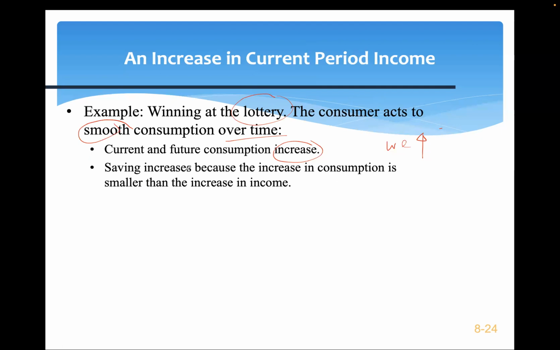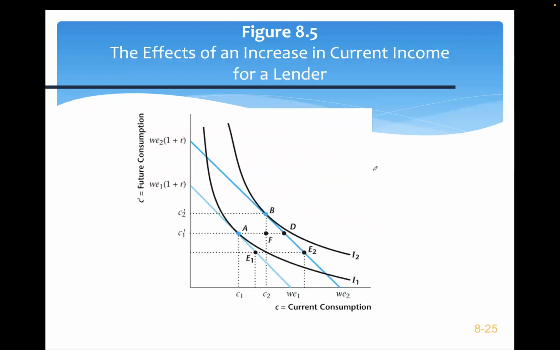To be precise, saving increases because the increase in consumption is smaller than the increase in income. Your income increase is going to be distributed between consumption in the current period and consumption in the future period. That's how you're going to distribute your income increase, because you care about C today and C tomorrow, right?